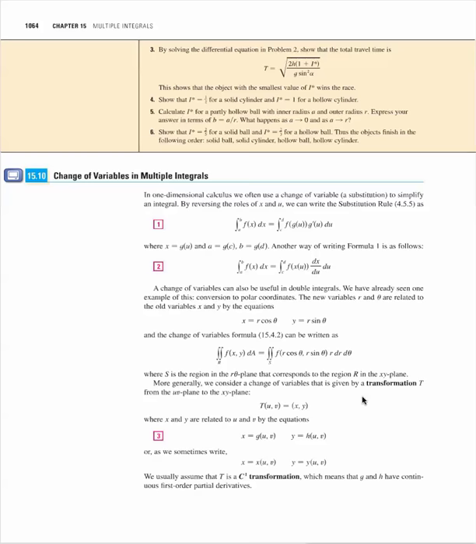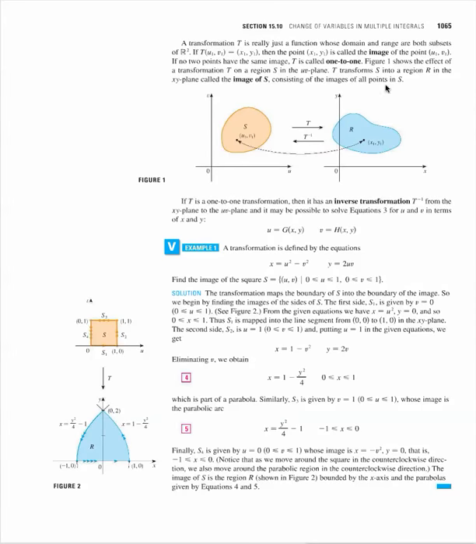Your book introduces what's called a transformation. And the important parts about transformations are on the top of 1065. A transformation is just a function. It's another name for a function. And for us, it's going to be a function whose domain and range are both subsets of R2, or later on, both subsets of R3. Your book defines the image of a point under a transformation, and it defines what it means for a transformation to be one-to-one. The important thing for us, more or less, is the picture of what's going on here. So make sure you understand figure 1.